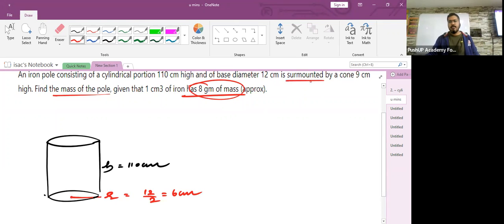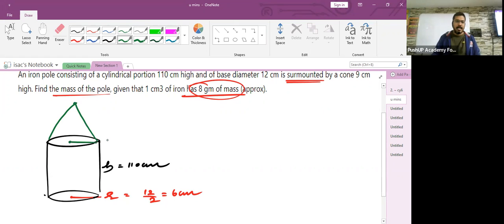It is surmounted. What is the meaning of surmounted? One solid is placed on another solid, isn't it? One solid is placed on another solid where the base of both the solids are equal. Remember the word surmounting. One solid is placed on another solid. So let me place the second solid, which is a cone, right? So this is the cone which is placed exactly on top of the cylinder.